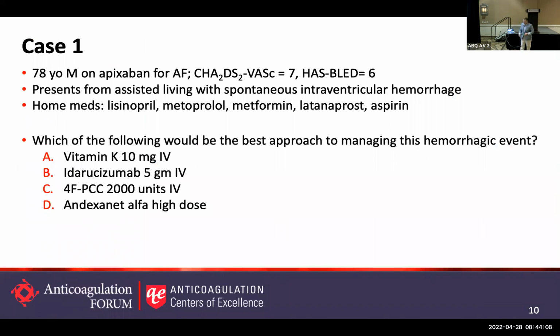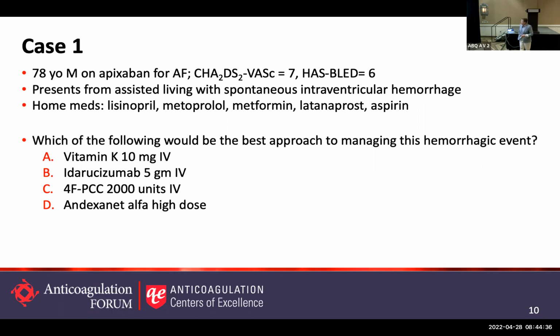So I wanted to walk through a couple of cases to highlight some of this. And we're going to start with this 78-year-old male. He's on apixaban for atrial fibrillation. He's got a pretty high CHA2DS2-VASc score of 7, so very high risk for stroke. But he's also got a high HAS-BLED score at 6. And he gets brought in from his assisted living with a spontaneous intraventricular hemorrhage. His home meds are listed there. And I'll just point out that it also includes aspirin.